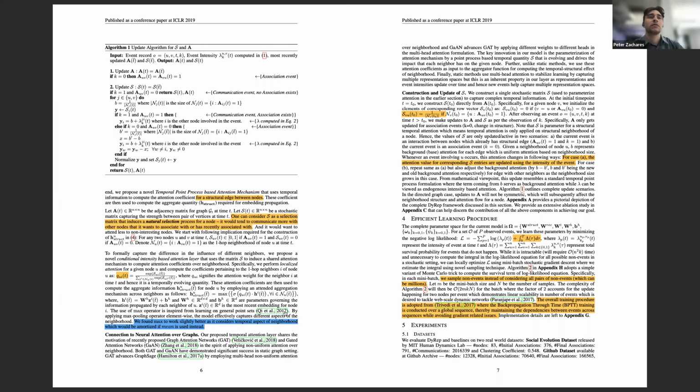Oh, okay, sorry. It says it over here. My bad, I should have read it. It says, by applying max pooling operator element-wise. So basically what they're doing is they're taking all of the representations and taking the max along each dimension and using that as the representation. That's how they're doing it.